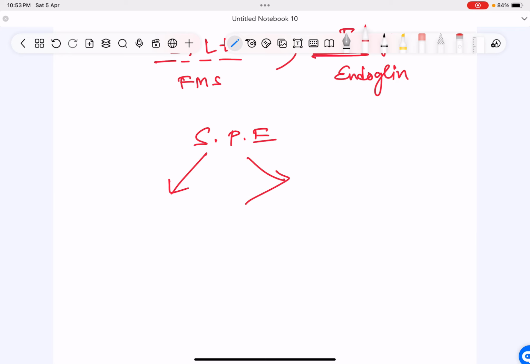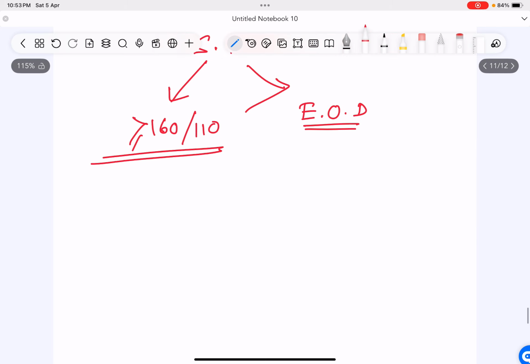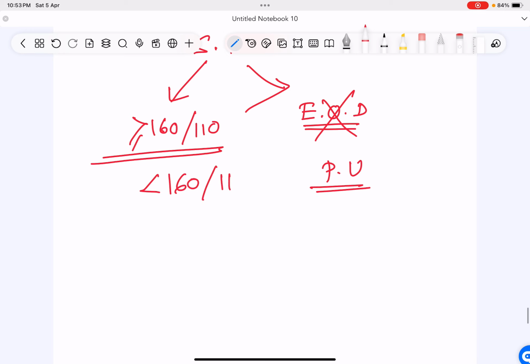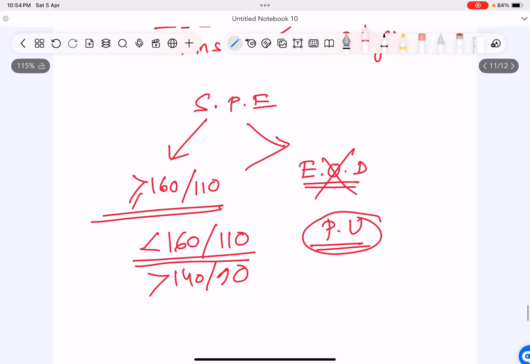Now if your blood pressure is more than 160 by 110, it's a severe preeclampsia. Or you have end organ damage, this is severe preeclampsia. But if you don't have end organ damage, you only have proteinuria and your blood pressure is less than 160 by 110, but has to be more than 140 by 90 obviously, then it is a mild preeclampsia.